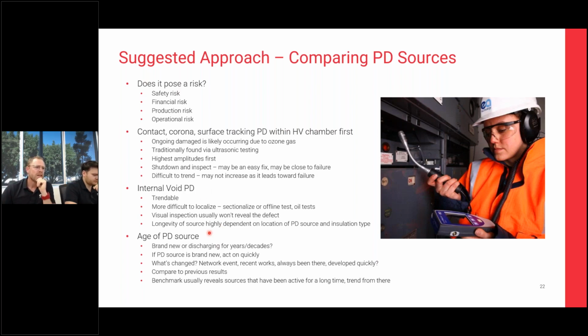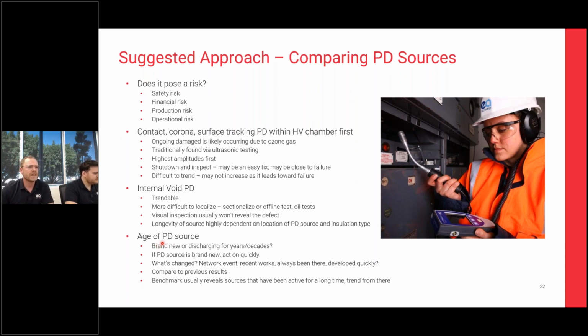Now, another big factor when we're comparing PD sources is the age of the PD source. And what I'm talking about there is, how long has that PD source been active? Is it a brand new source? Like, is it a brand new piece of switchgear? You've just built it, it's discharging from day one. That's probably a very important thing that you want to get on top of and figure out what it is, because you haven't trended that for any amount of time and figured out whether it's going to fail or not.